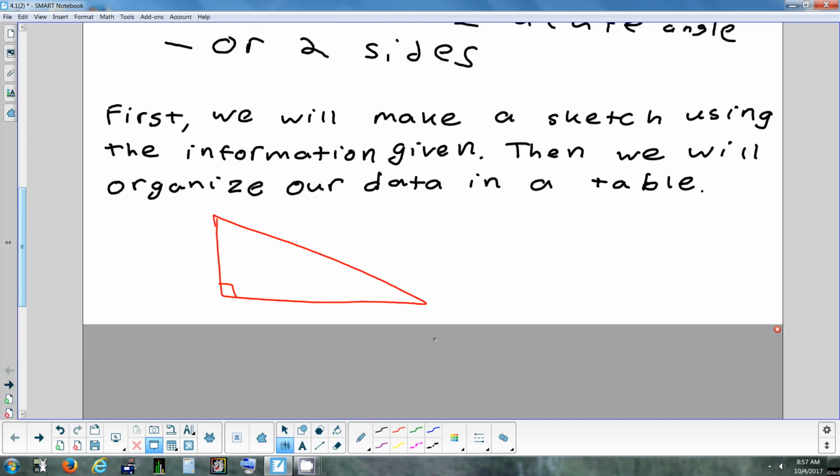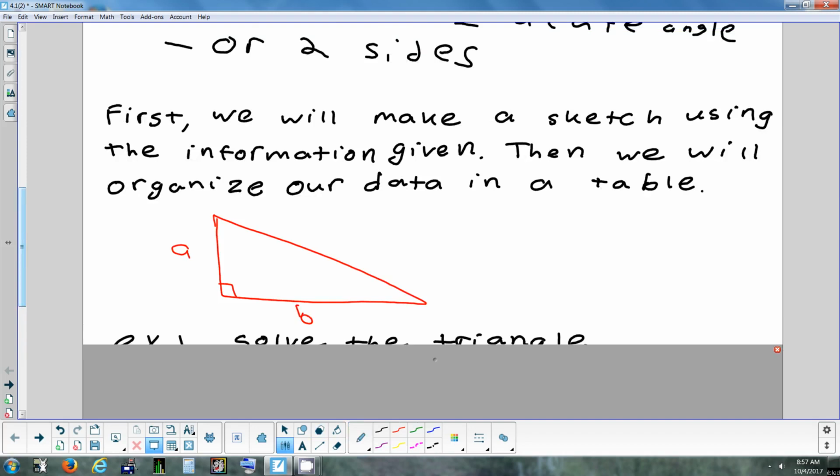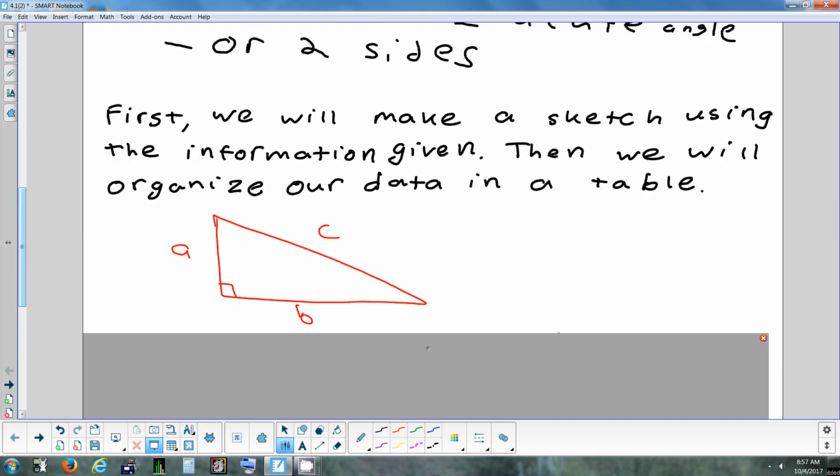Right. Emily, what do we normally label the sides as? How do you label the sides in a triangle? What do you use to represent them? Like A, B, and C? Yeah. Is there any restriction on which one is which? A and B are the legs and C is the hypotenuse. Yeah. As long as you set it up so A and B are the legs, C is the hypotenuse, you could switch A and B. It doesn't matter.